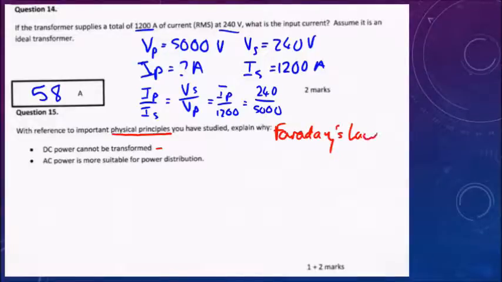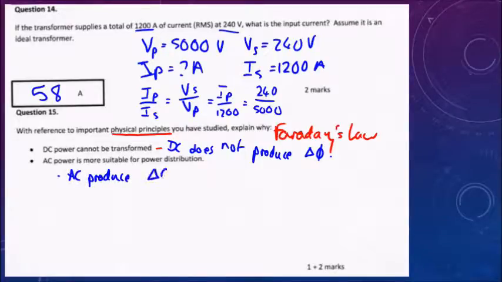Sorry, having trouble writing this morning. DC does not produce change in flux. Full stop. Okay, AC. Now, AC does produce a change in flux, so is able to be transformed. So that's the first part of that question.